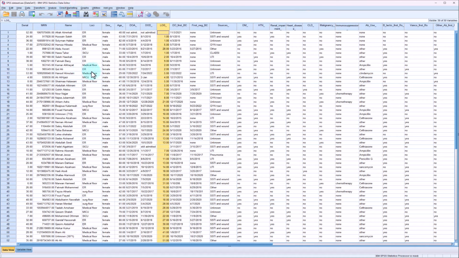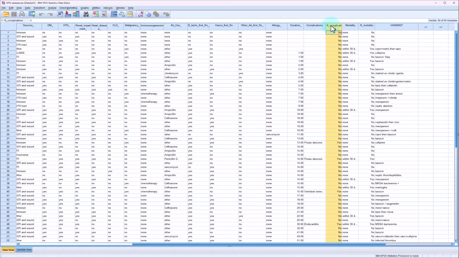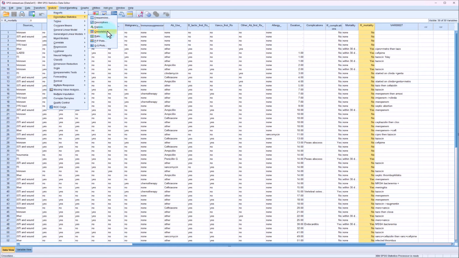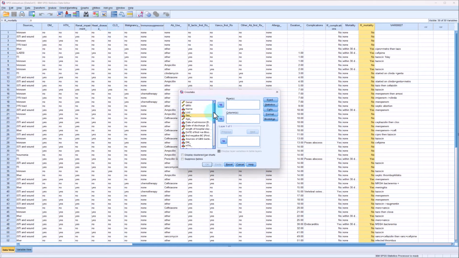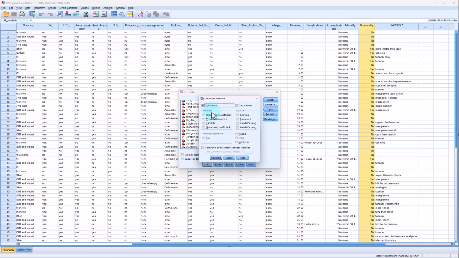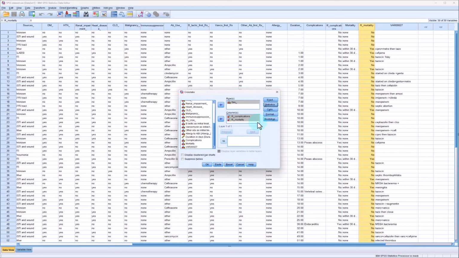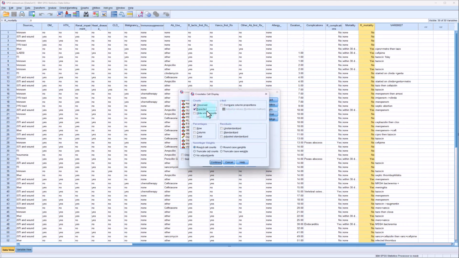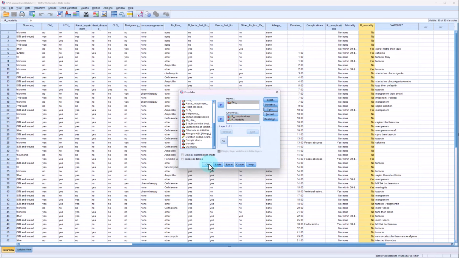Now I would try to see the association between the sex of the patients and their complications and mortality. So I would go to analyze, descriptive statistics, then crosstabs. Here I would take the sex in the rows box and the recorded variables for complications and mortality in the columns box. Under exact, I would do nothing. Under statistics, I can select chi-square. Then I can also select these two checkboxes, risk ratio and kappa, and nothing else. Continue. Under cells, I would select the observed and expected values, row, column, total, then continue, then OK.